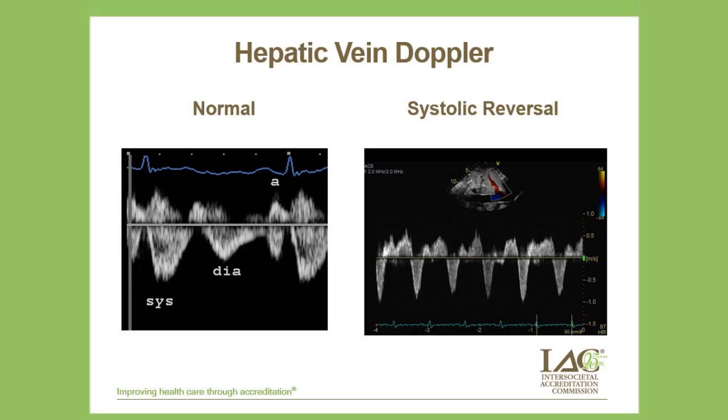Over on the right side, this is a patient where we were just looking at the color flow through the hepatic vein, and you can see where we have systolic flow reversal, which is significant on this patient, and also an accentuated diastolic component. So I would expect this patient to have significant tricuspid regurgitation.